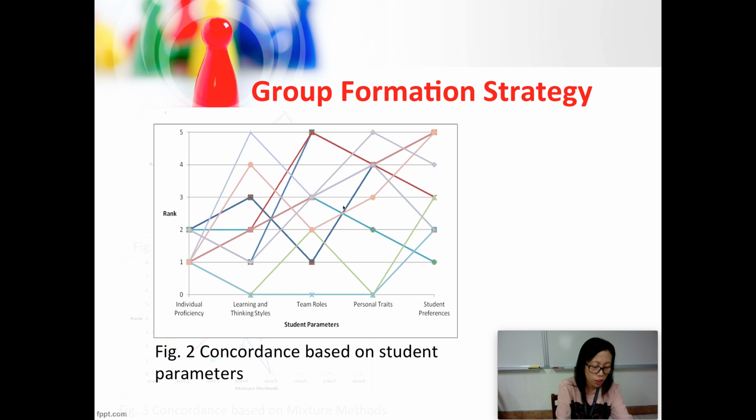First, you have individual proficiency. This is how the faculty respondents rank the student parameters. They considered individual proficiency as the most important, followed by the learning and thinking styles, followed by the team roles, followed by the personality traits, and lastly, the student preferences or the teammate preferences. It is worthy to note that the faculty respondents feel that the teammate preferences should be given the lowest priority.